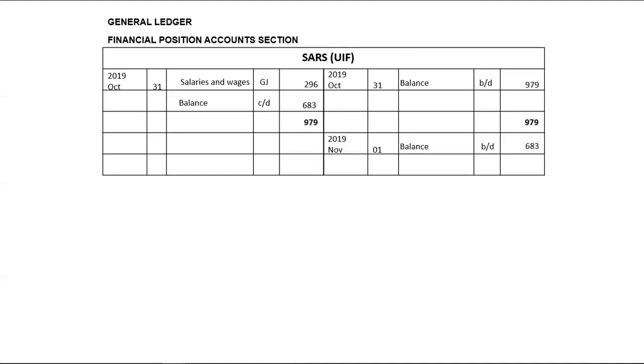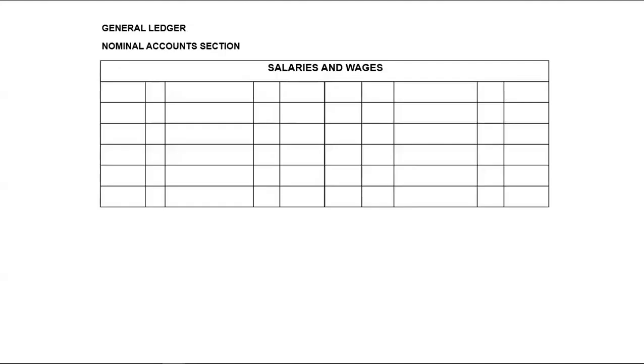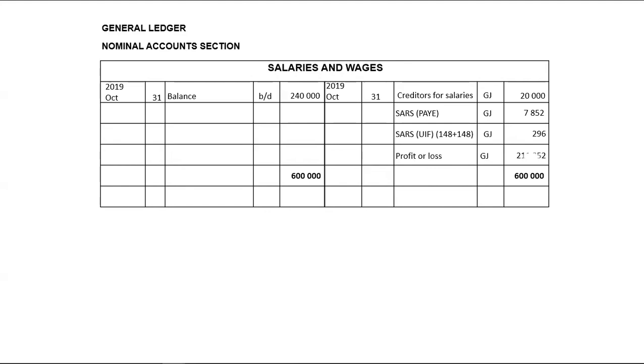When it comes to salaries and wages, we were given 240,000, which is incorrect because we need to reduce that by the net salary of the employee. We also need to reduce that by SARS pay as you earn. We also need to reduce that by UIF, SARS UIF, which is both the contribution and deduction, and that will give you the 296. The expense when it comes to salaries and wages will be the balancing figure, which will be taken straight to profit or loss.